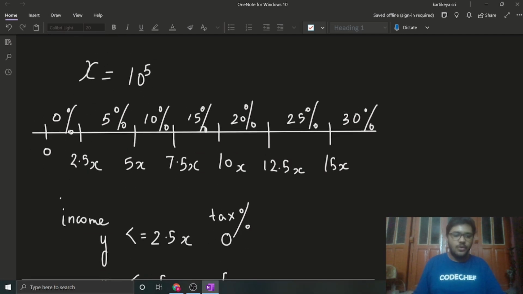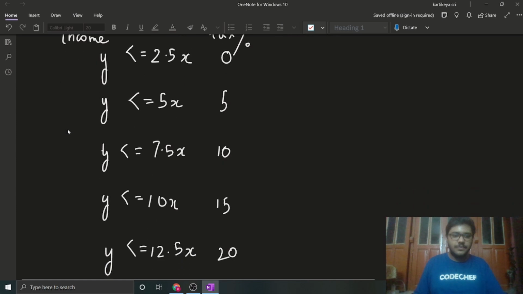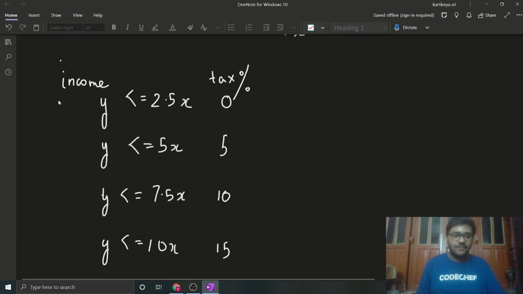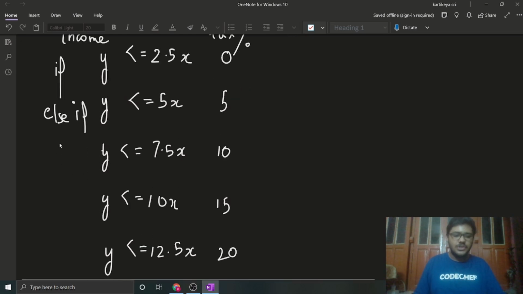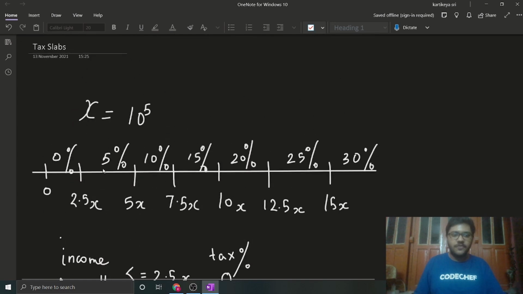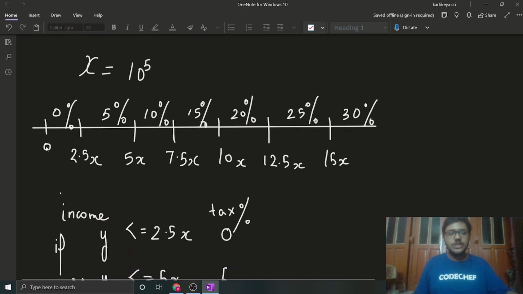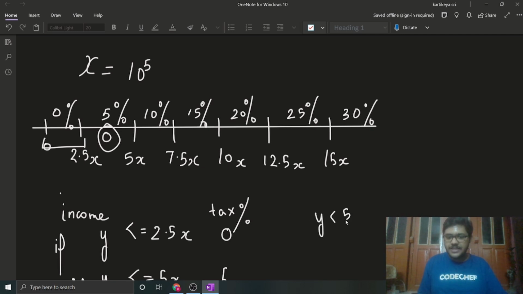Here y denotes the income. Now, if we consider this as if, else if, and so on: if y is less than or equal to 2.5 lakh, then there won't be any tax charged on the chef. But if y lies in this particular range, y greater than 2.5 lakh and less than or equal to 5 lakh, then for this particular slab, suppose that y is less than or equal to 5x and greater than 2.5x.